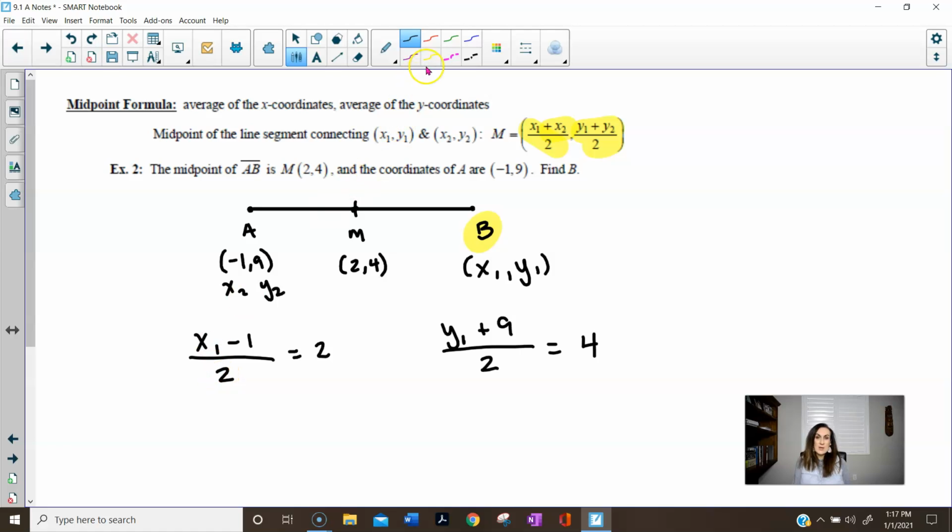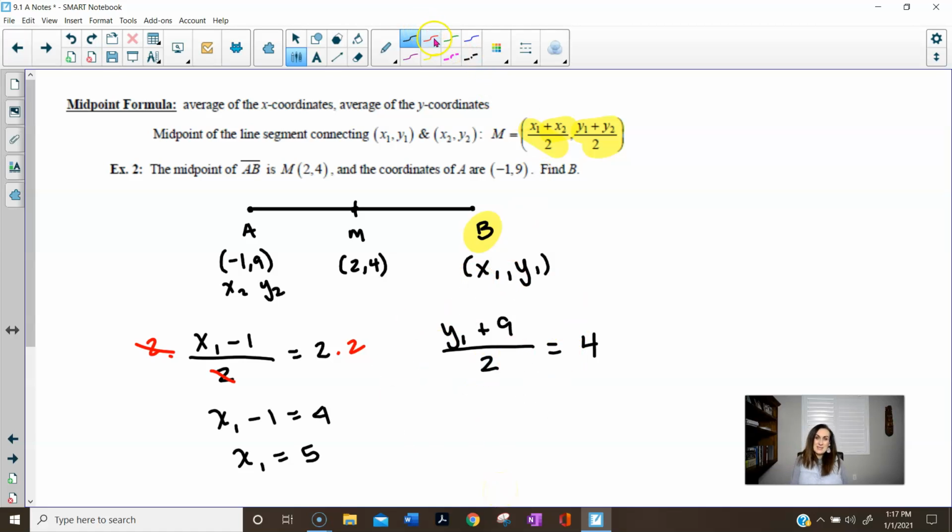Take this 2 and multiply it to both sides. So here it cancels, and now I have x sub 1 subtract 1 equals 4. Add the 1 to the other side, and the x coordinate is equal to 5.